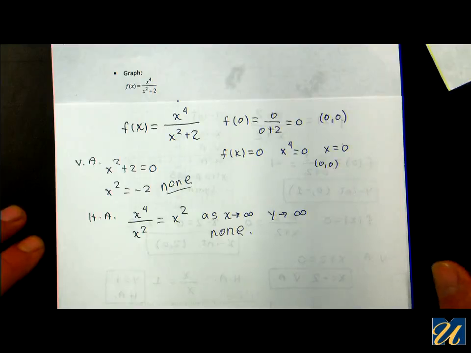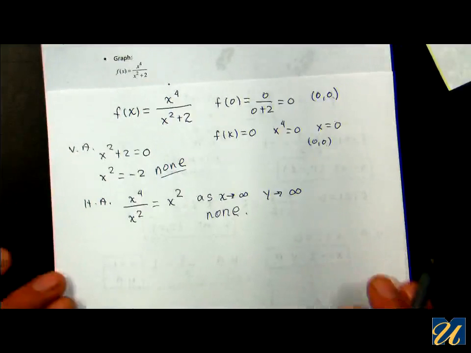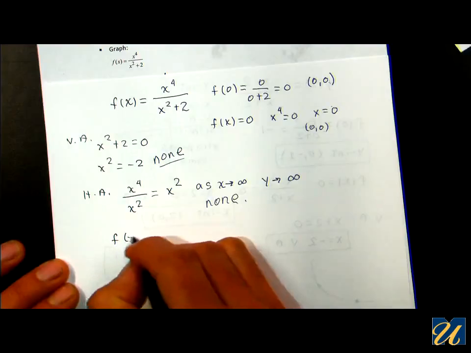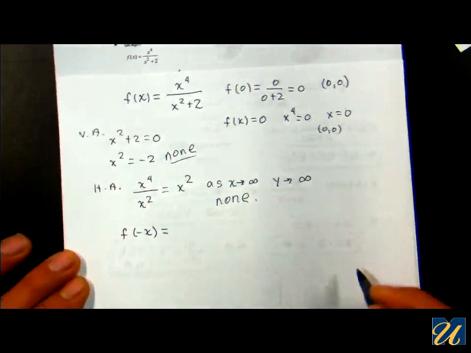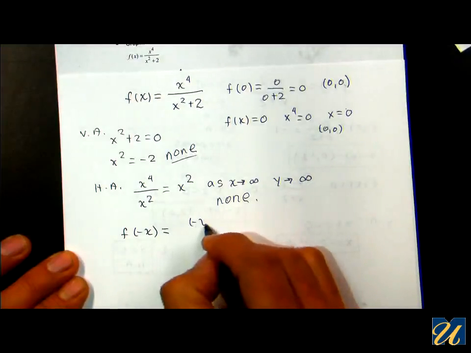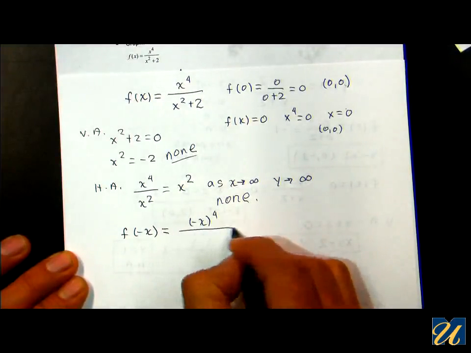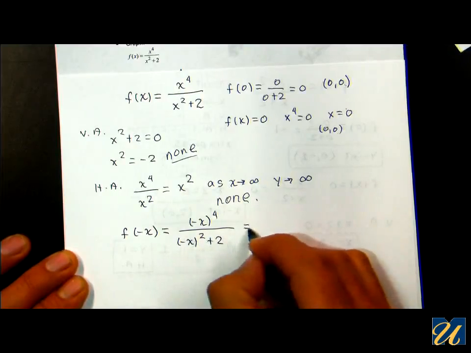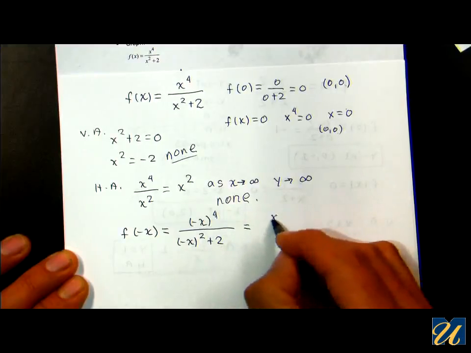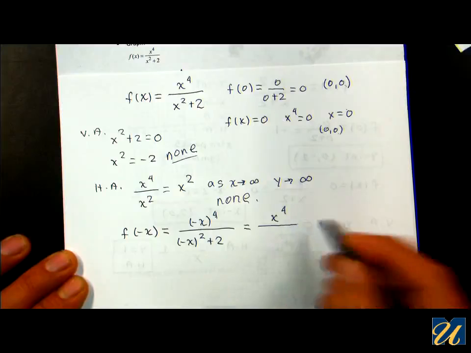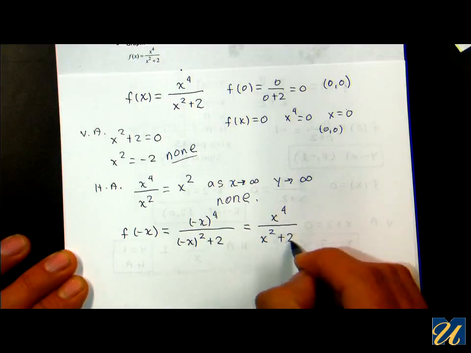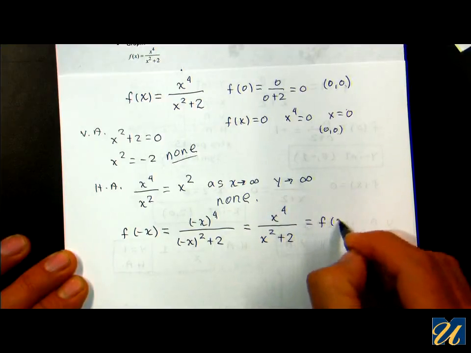What can we do? Well, we could attempt to look at symmetry. See, now I'm going to go to symmetry because I don't have anything to work with. So let's replace x with negative x and see what happens. Negative x to the fourth divided by negative x to the second plus 2. Well, this is an even power, so that will take the negative sign right out. And this is to an even power, so that takes it right back out. So what you end up with is the original function.